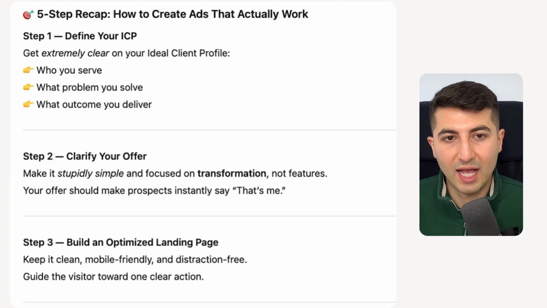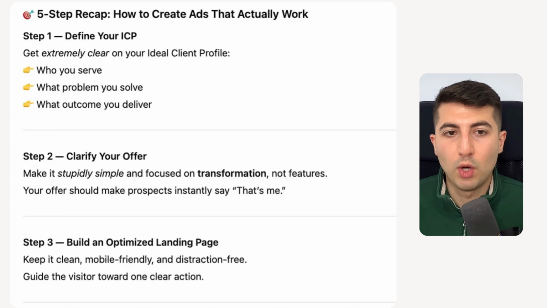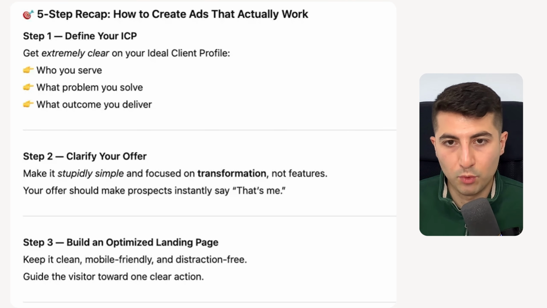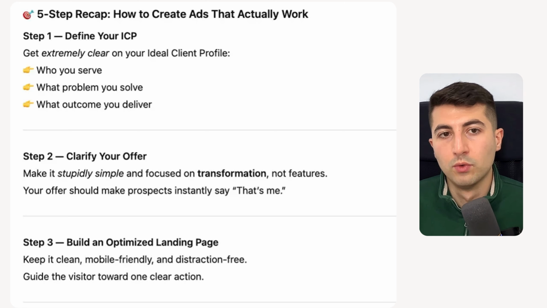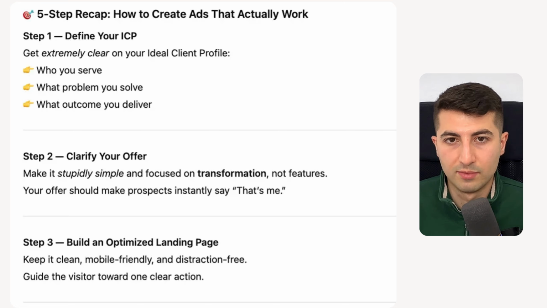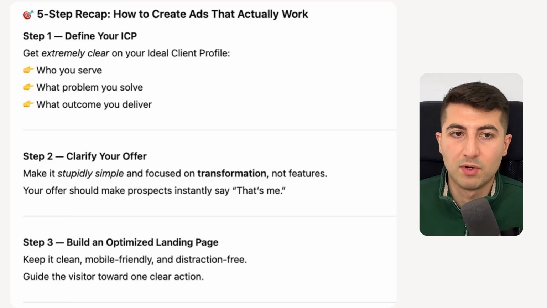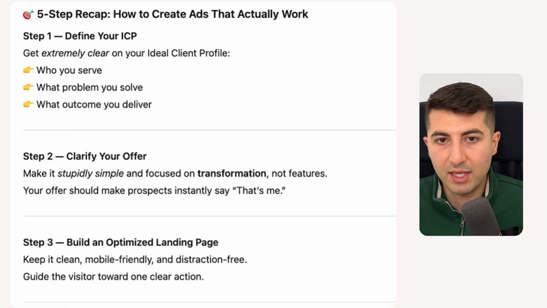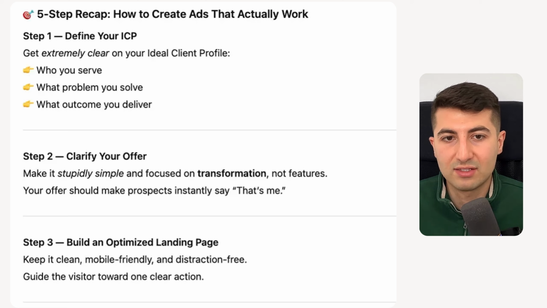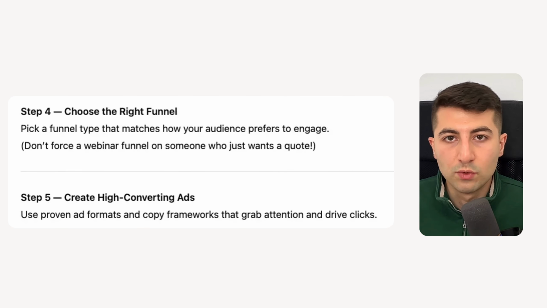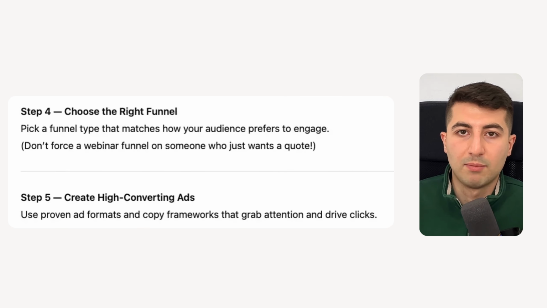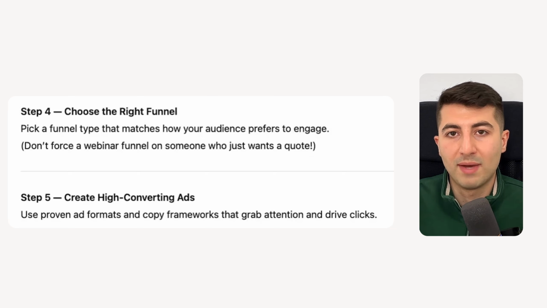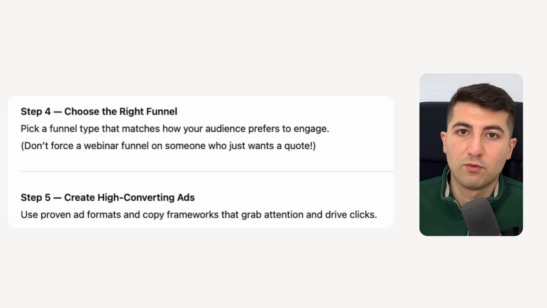All right, so let's recap what we have covered so far. Step number 1, you have to get extremely clear on your ideal client profile, what you serve, who you serve, and what problem you solve for them. Step number 2, clarify your offer so it's stupidly simple and focused on transformation. Step number 3 is going to be build an optimized landing page that's clean, mobile friendly, and doesn't overwhelm people. Step number 4, choose the right marketing funnel based on how your audience prefers to engage. Step number 5, create your ads using proven formats and copy framework. So if you follow this 5-step framework, you will be light years ahead of most people running ads.